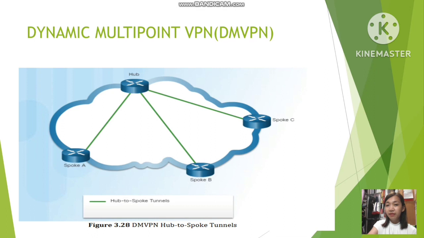So now we have the DMVPN, or the Dynamic Multipoint VPN. Dynamic Multipoint VPN is a Cisco software solution for building multiple VPNs in an easy, dynamic, and scalable manner. The goal is to simplify the configuration while easily and flexibly connecting central office sites with branch sites. This is called hub-to-spoke, which is shown in this figure. This is the hub-to-spoke tunnel.